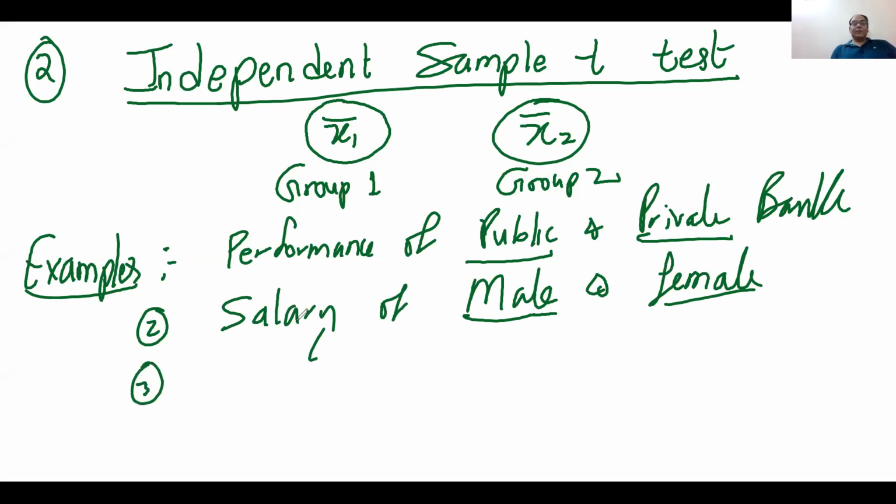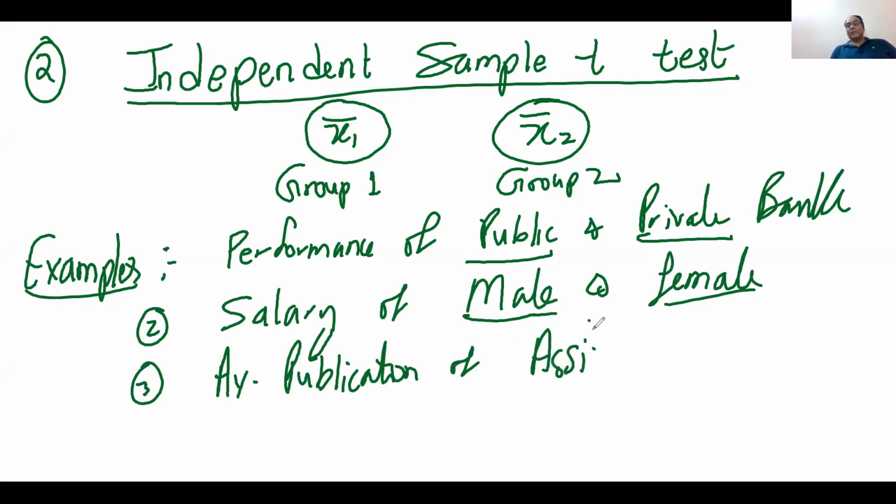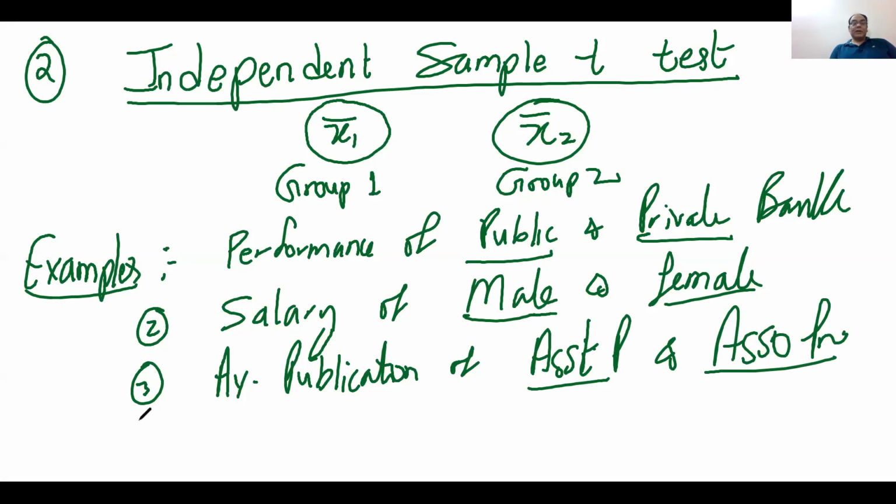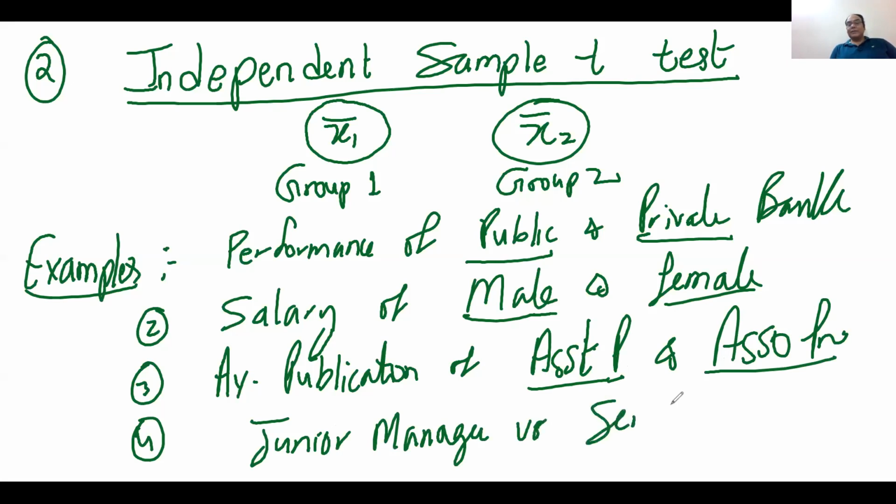Similarly, students compare, can we say the average publication of assistant professor and associate professor. So here we are comparing the two groups, right? Similarly, there are so many examples, and sometimes we also compare the junior managers versus senior managers.